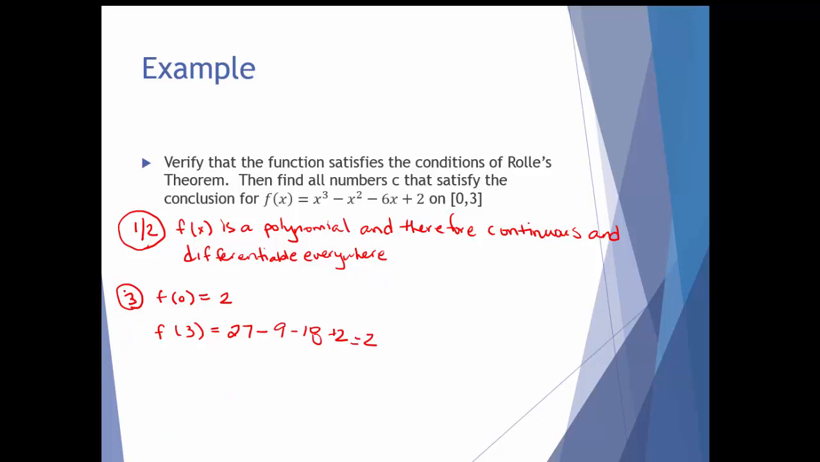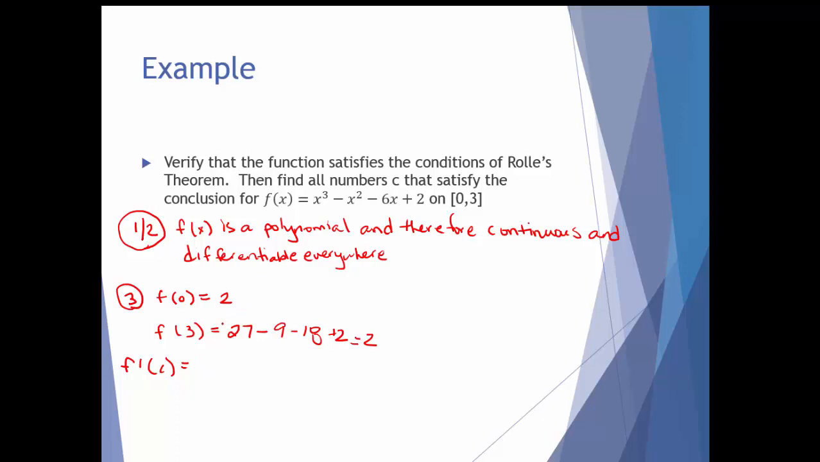Once I've verified that I actually meet those conditions, I can check the conclusion. And remember, the conclusion is that the derivative at some number c, so that's f'(c), is guaranteed to be equal to 0. And we need to figure out where that happens. Well, if you want to know when your derivative is equal to 0, we set it equal to 0. So we find the derivative, f'(c).